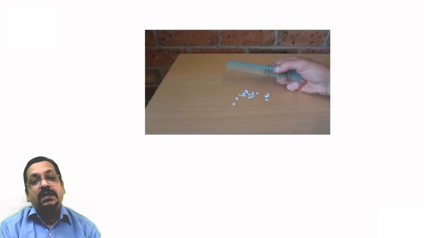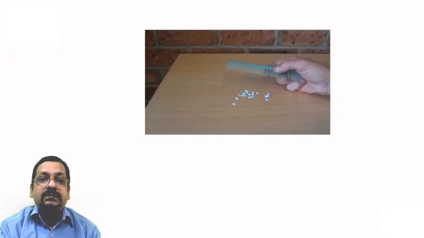Now, why does this happen? This is happening because of static electricity. When you rub a comb or plastic scale against dry hair, because of friction, the electric charge is deposited on that plastic object. And because of that electric charge, the paper pieces get attracted towards that comb or plastic scale.